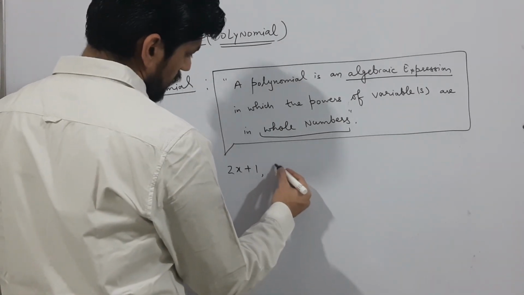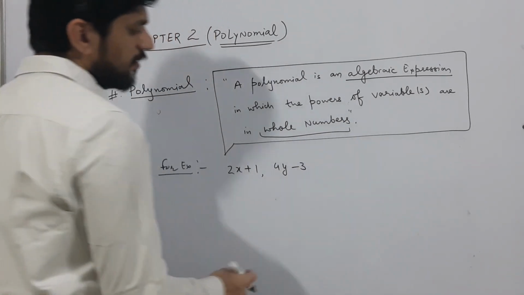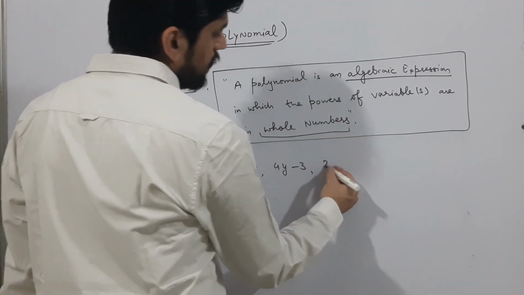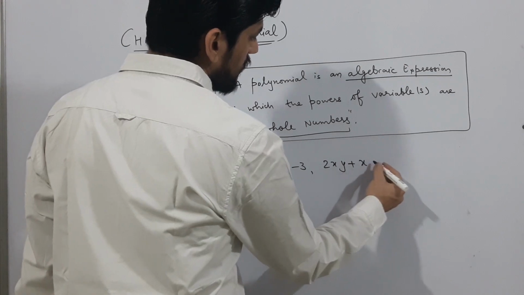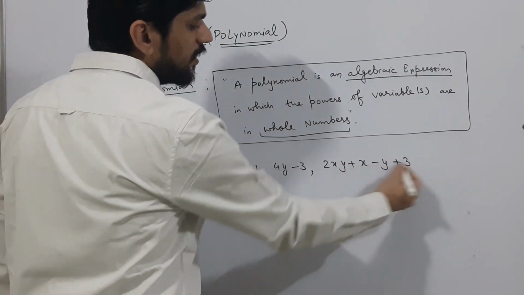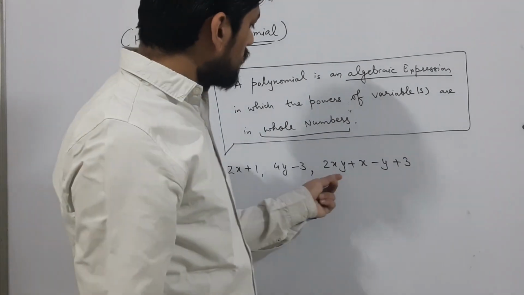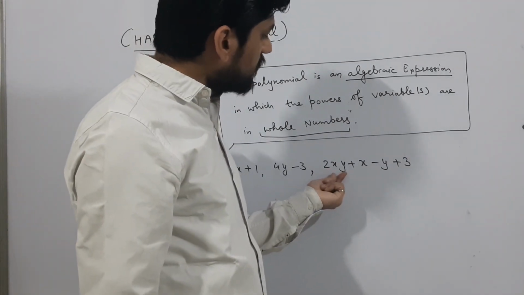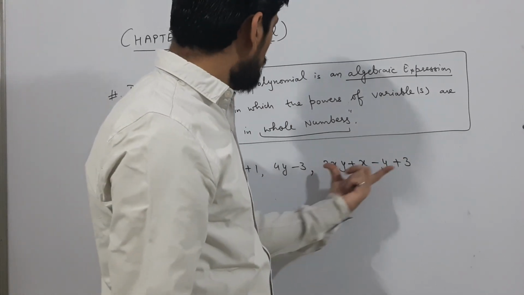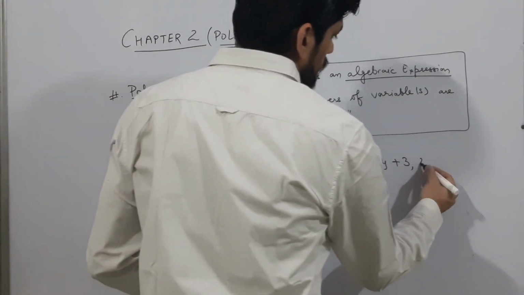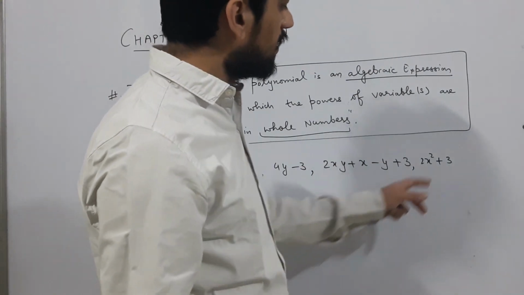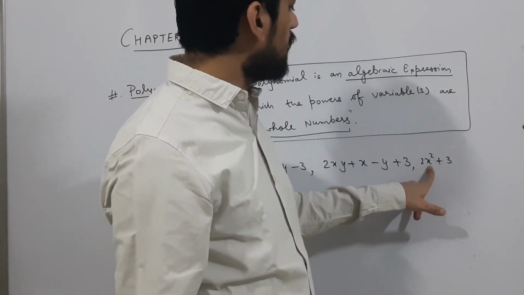Another example, 4y minus 3. This is another polynomial containing 2 terms, in variable y. 2xy plus x minus y plus 3. This is again a polynomial having 4 terms. The first term contains 2 variables, x and y. The second term is x, then minus y and plus 3. This is a polynomial. 2x square plus 3. This is also a polynomial containing 2 terms. In the first term, the power of variable is 2.